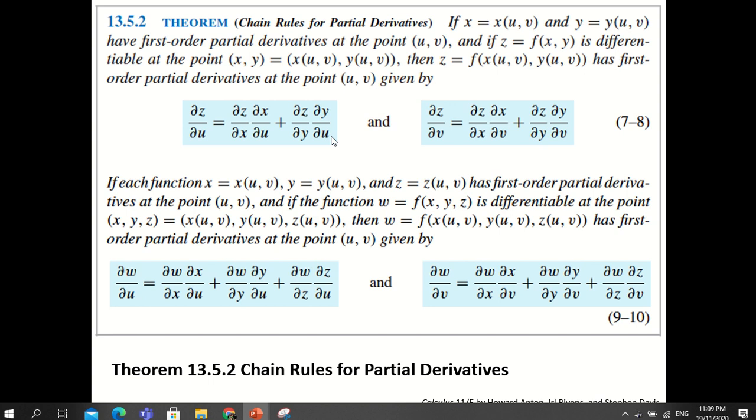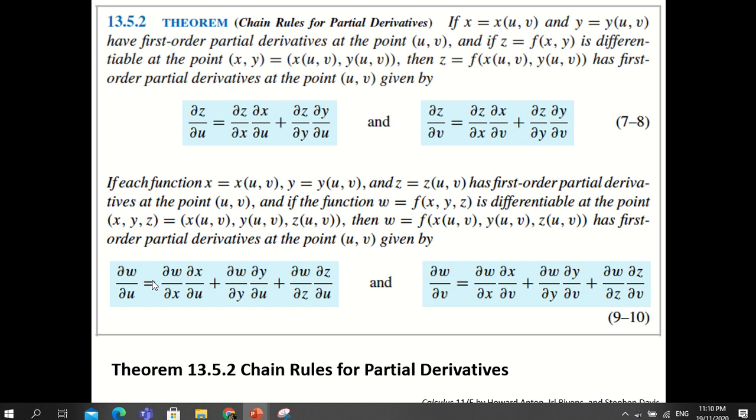If x is a function of u and v, y is a function of u and v, and z is a function of u and v, with first order derivatives at the point (u, v), and if the function w equal to a function of x, y, z is differentiable at the point with coordinates x, y, and z, equal to x as a function of u and v, y as a function of u and v, and z as a function of u and v, then w has first partial derivatives at the point (u, v) given by this. Okay, so this is for the three-dimensional case.